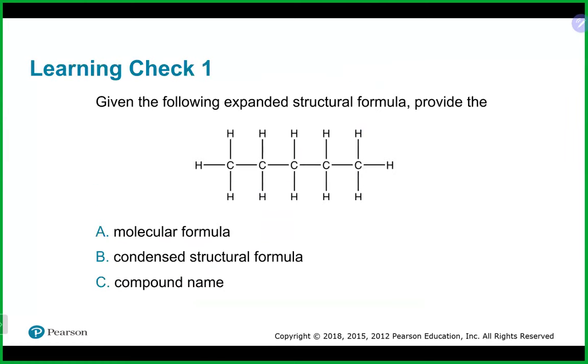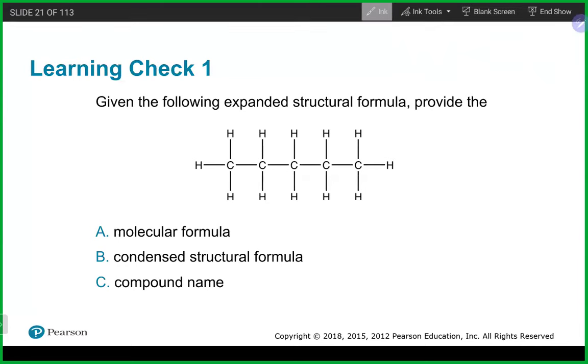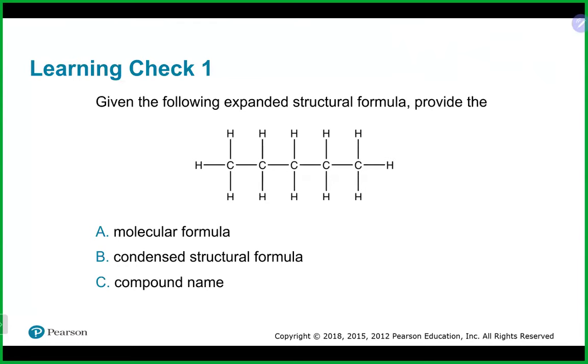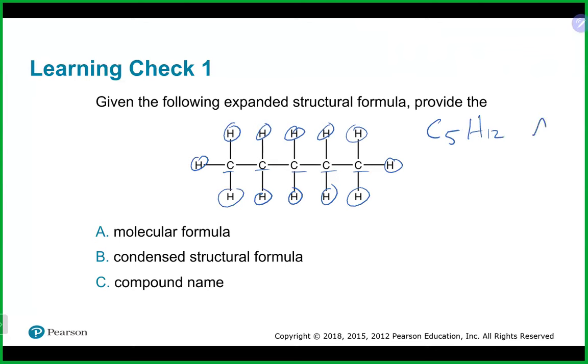So given this one here, we want the molecular formula, the condensed structural formula, and the compound name. Let's take a look at this one. First off, molecular formula, we just have to count up the parts. I got 1 carbon, 2, 3, 4, 5 carbons. So that's C5. I got 1, 2, 3, 4, 5, 6, 7, 8, 9, 10, 11, 12 hydrogens. So that would be my molecular formula, right? Just the basic of what's there.